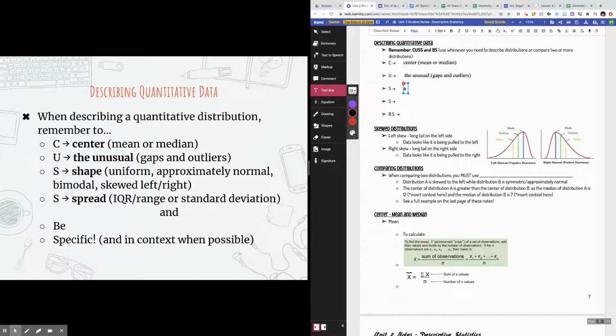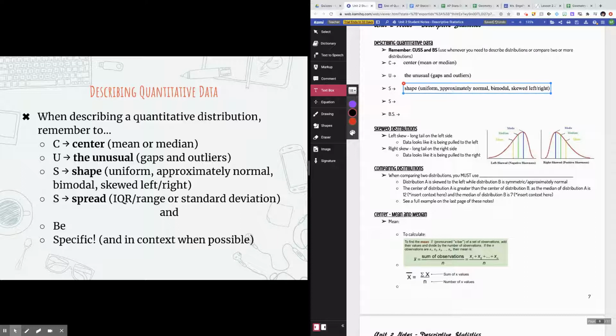Okay. S, the first S stands for shape. Okay, so you're just describing in general what the distribution looks like. So there's lots of different terms that we can use to describe distributions. So there's uniform distributions, approximately normal, which is like your typical bell-shaped curve, bimodal, which almost looks like humps on a camel, because it has two peaks, two modes. Okay, and then another common shape is skewed, either left or right. And I'm going to talk about how you know which direction you're skewed.